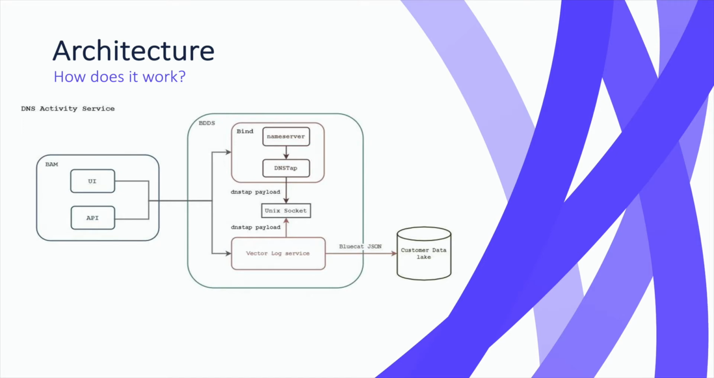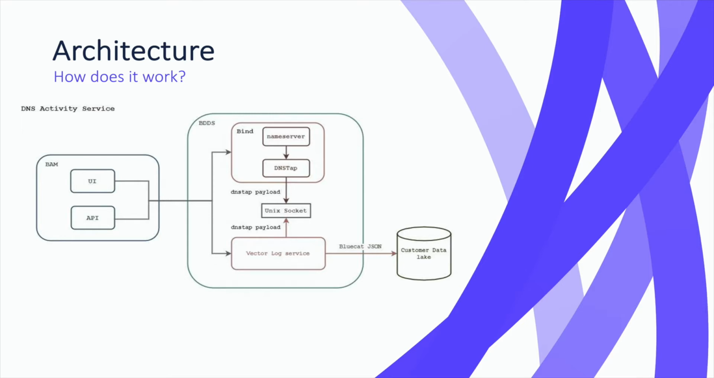Our engineering team created an architecture that supports all functional requirements, and it has three main components. The first component is the configuration component, where the end user can configure the DNS activity service on BDDS through the BAM UI or API, which is very similar to other available services today. Also, it involves two main modules on the back end. First is the DNS tap or bind module, and the other one is the vector log service.